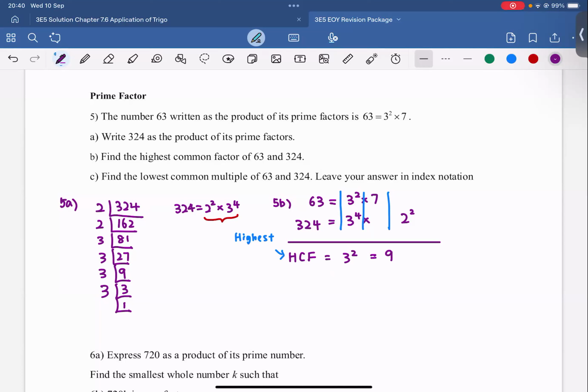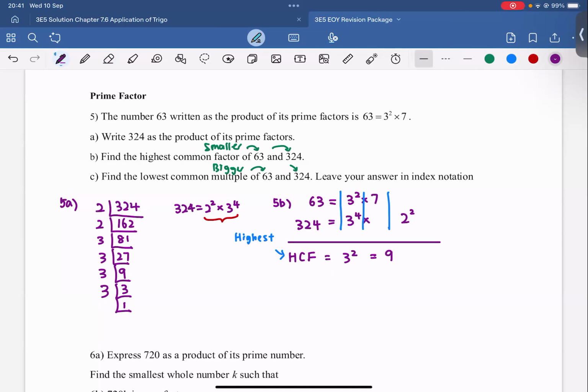Okay, remember highest common factor must be smaller than these two numbers. Because it's a factor. A factor means a number that can divide these two, so it must be smaller. Lowest common multiple means it must be bigger than these two numbers. Factor must be smaller. So imagine you do the answer out and then you see that your answer is more than 324, something must be wrong. Cannot be factor more than the number one.